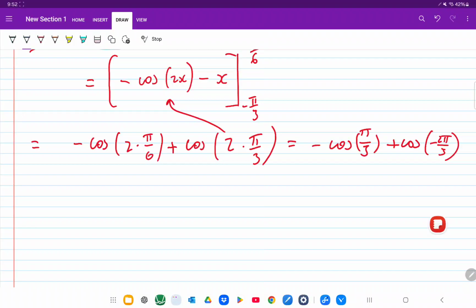We're going to evaluate each one of these parts. Since we know that cos pi on 3 is equal to a half, this part here is negative a half, plus cos negative 2 pi on 3, which is equal to negative a half. So this equals negative a half minus a half, which is negative 1. So negative 1 is the cos integral. And then now we're going to evaluate this bit here.